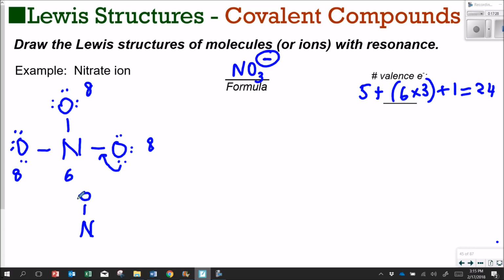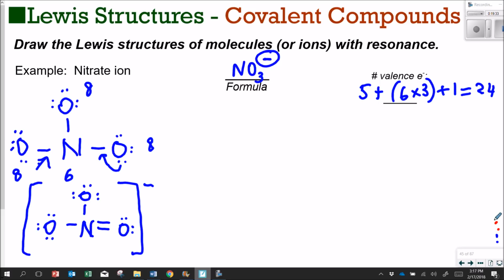nitrogen with the 3 oxygens, and we have a double bond here. So 2 lone pairs are left, and the other oxygens have 3 lone pairs each. So now all of them have 8 electrons and nitrate is happy. We have to remember to put the square bracket with a charge of -1.